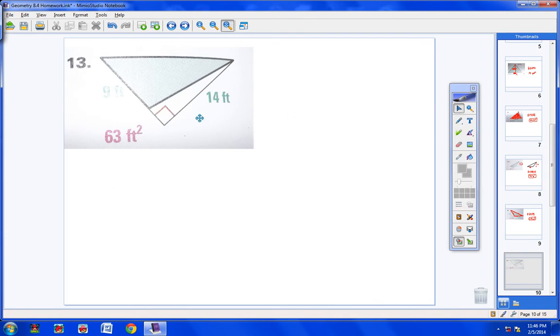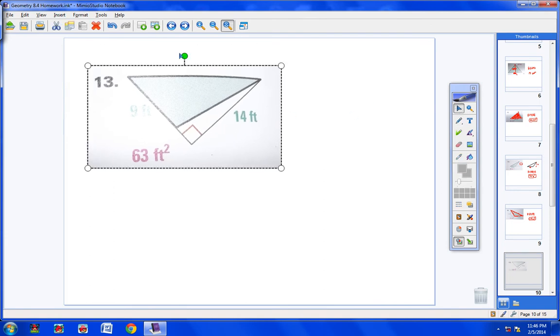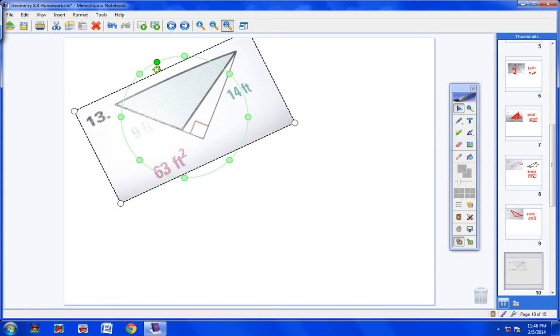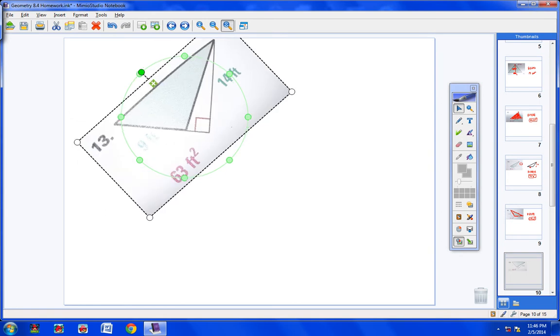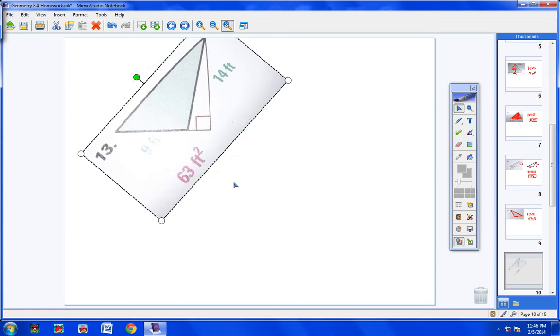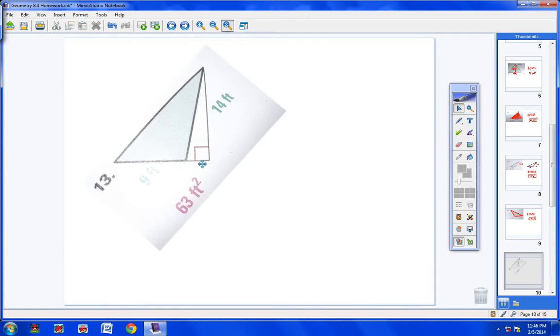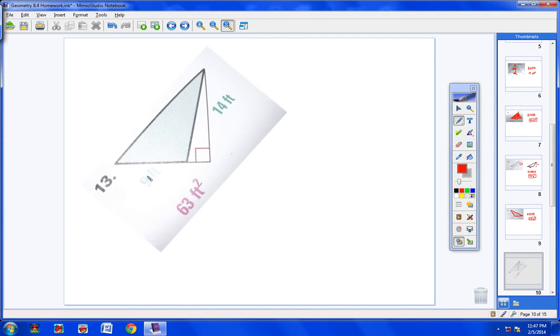Again, you can pick up your book and turn your book if you want to. I would turn your book so it looks like that right there. And then we'll slide it down a little bit. There we go. And now I've got my triangle. This is a 9. You can barely see it, but this is a 9 right here. And that's going to be your base.